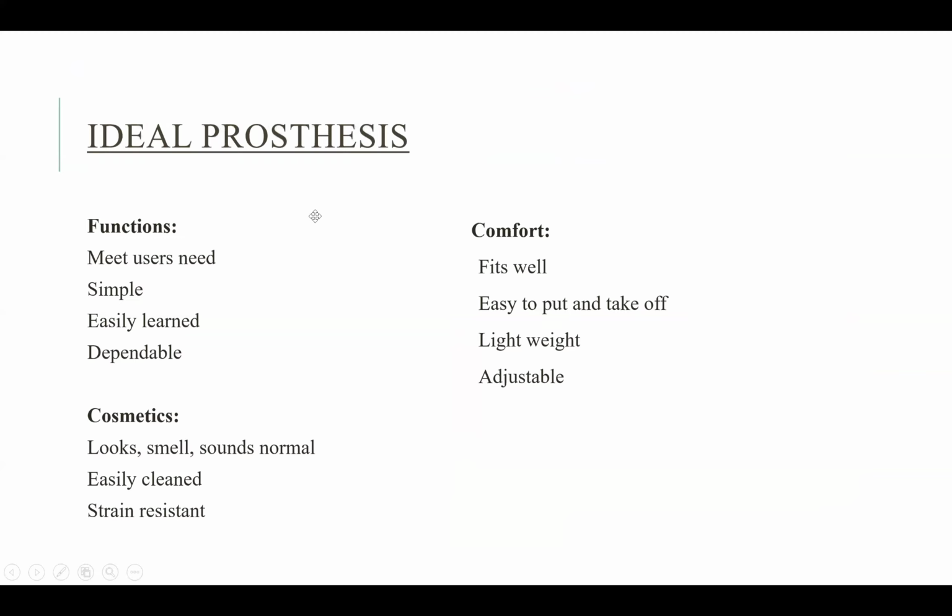So the ideal prosthesis should have function, cosmesis, and comfort. In function, it should meet the user's need. It should be simple, easily learned, and dependable. In cosmesis, it should look, smell, and sound normal. It should be easily cleaned and stain resistant. Coming to comfort, it should fit well, be easy to put on and take off, lightweight, and adjustable. All these are almost met in the Jaipur foot.